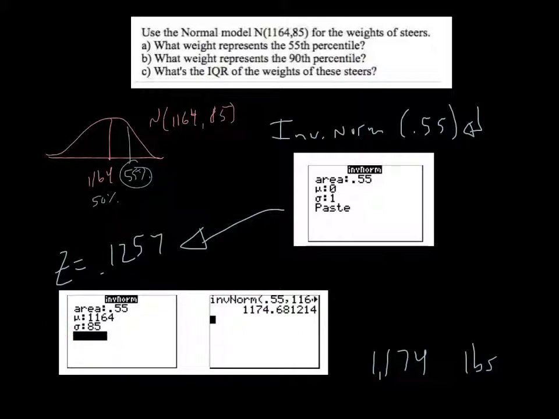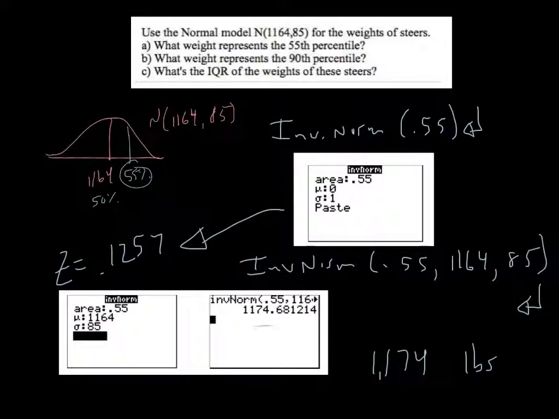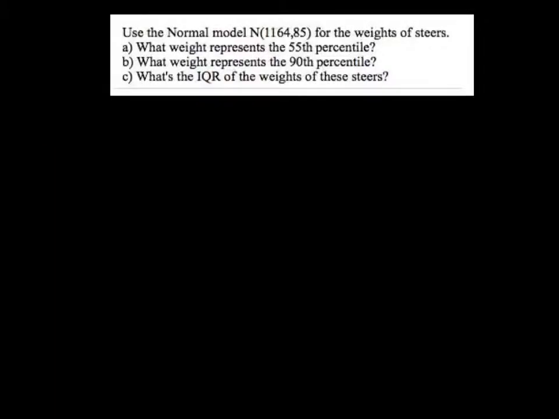I paste that in, and for the 83, it's simply invNorm, 0.55, comma, 1164, comma, 85, and then enter after that, and you're going to get the same answer, which was pretty close to my algebraic version anyway. I do appreciate the algebra version. It's good algebra practice. Part B then is essentially the same question, which value represents the 90th percentile. So you're going to go through the same rigmarole with 0.9.